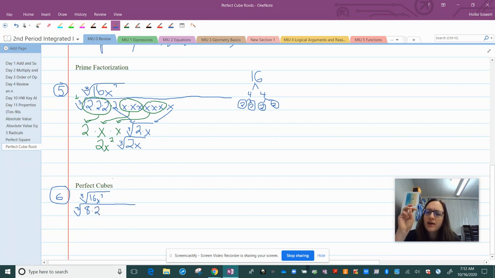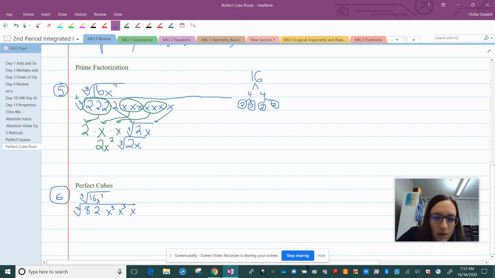And if we're breaking down x to the 7th into cubes, we want to split it up into groups of 3. So we have an x cubed times an x cubed times an x.